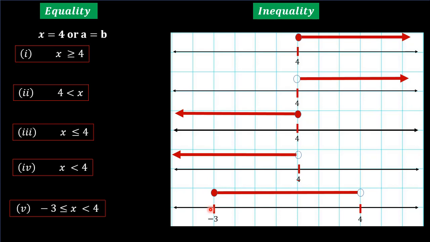I hope you have some understanding of the inequalities. We will further explore it in the coming tutorials.